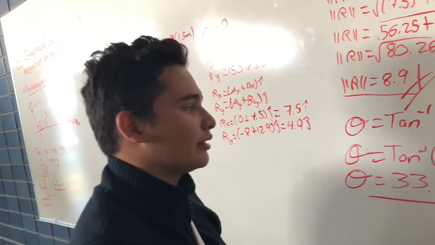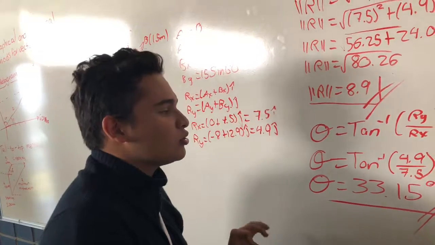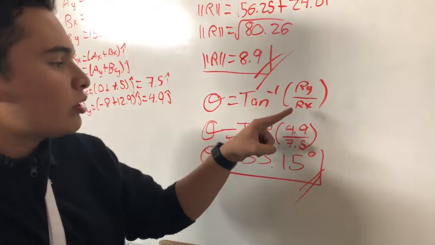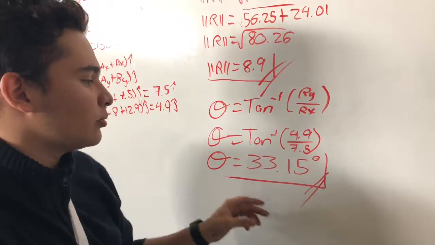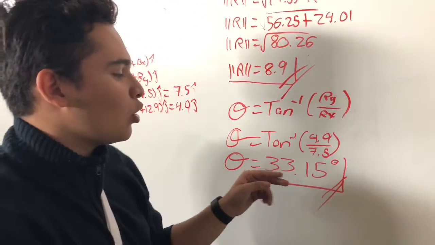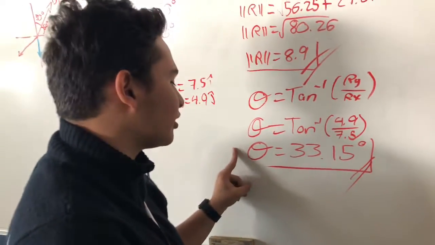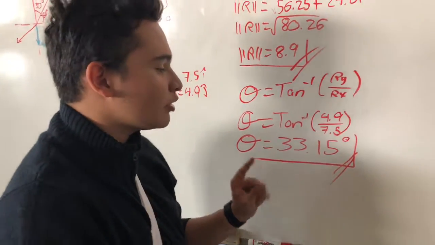To get the angle of the resultant, you only use the inverse tangent of Ry over Rx. That is going to be 4.9 over 7.5. The angle of the resultant is going to be 33.15 degrees.